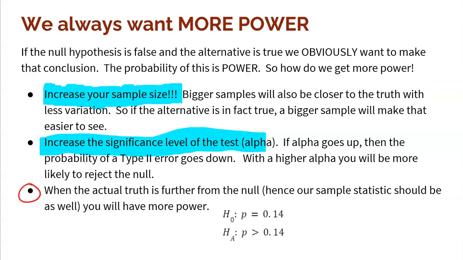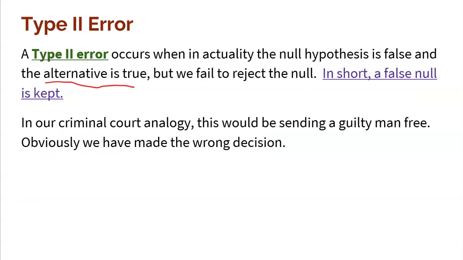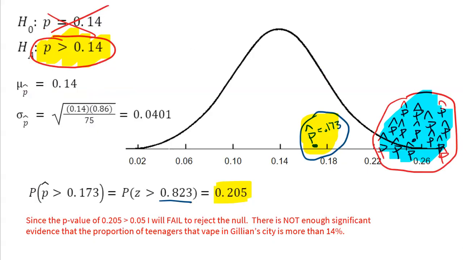So again, quick recap. How do I get more power? Increase your sample size or increase your level of significance, okay? That's going to give you more power. And power is doing the right thing. The alternative is true, and you conclude that. The opposite of that is type 2 error. Type 2 error is when you did what Jillian did. She thought she was doing everything right, and she did. She didn't do anything mathematically wrong. She just happened to get this sample that told her to fail to reject the null, but in actuality, she should not have done that.